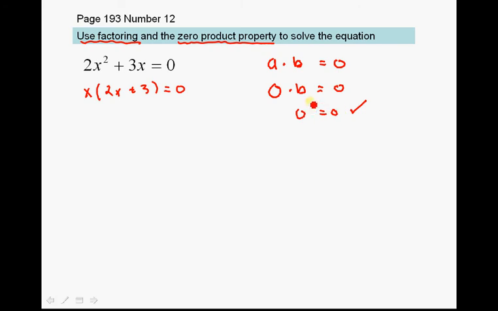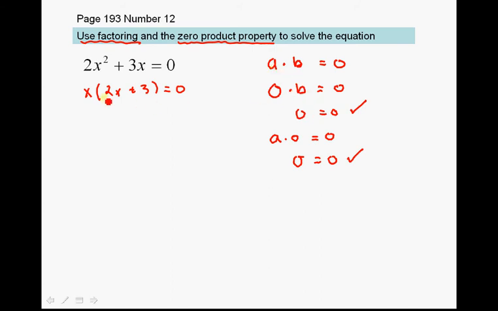What's the other possible scenario? The other possible scenario is that b could be equal to 0. So let's say a times 0 is equal to 0. Anything times 0, the rules do not change midstream. They are still the same. So a times 0 is equal to 0. That checks out. What we're saying with the zero product property is that if any of the factors are 0, it will make a true statement.